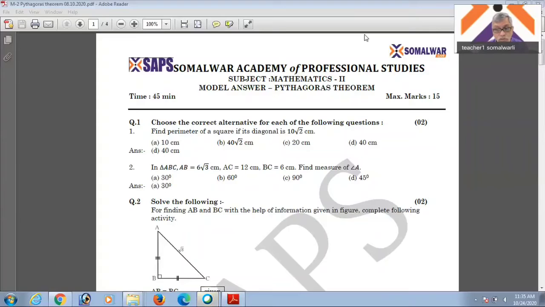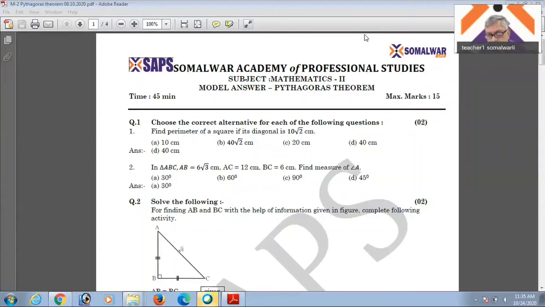Now, we are not going to concern with the Pythagoras theorem. We are going to concern with the Pythagoras theorem's application. Now, that application we are using in different problems. The first question of your paper: choose the correct alternative for each of the following questions.